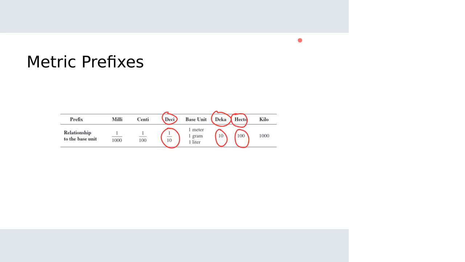Much more common for practical purposes is the prefix kilo, which relates to 1,000. And we'll have kilometers, kilograms. Kiloliters would be something awfully big, but again, kilo, milli, and centi are the ones we're primarily concerned with. Let me know if you have questions.